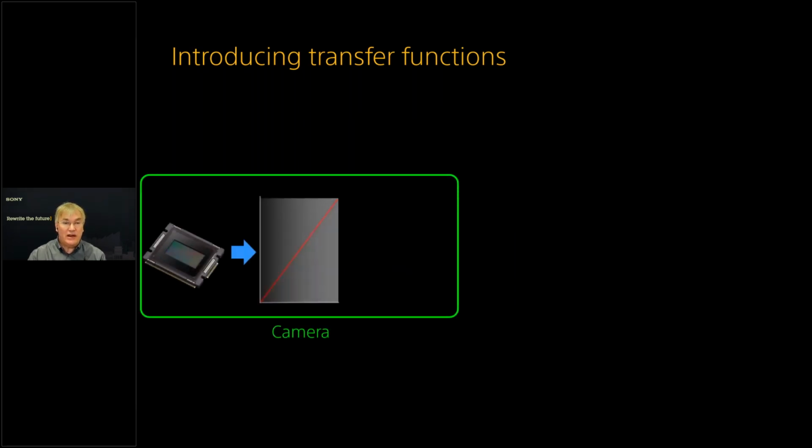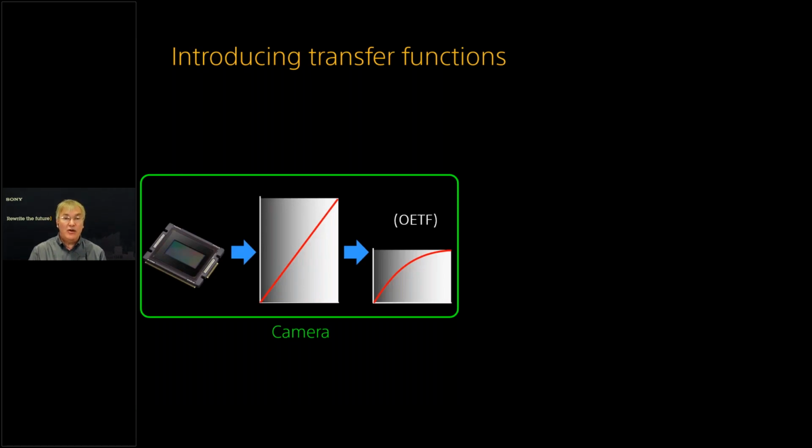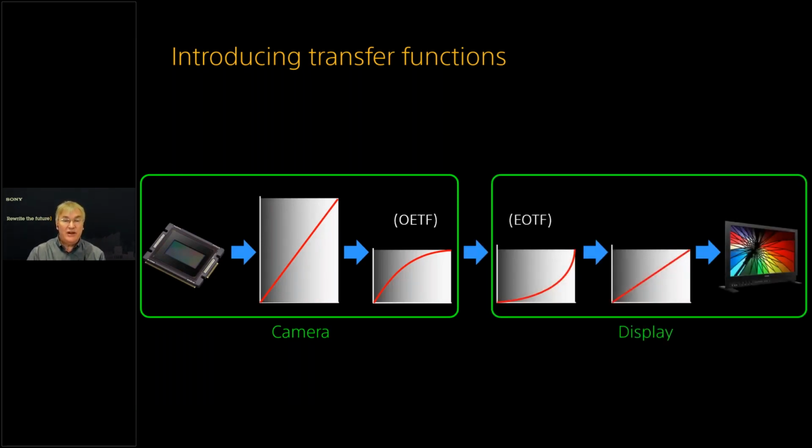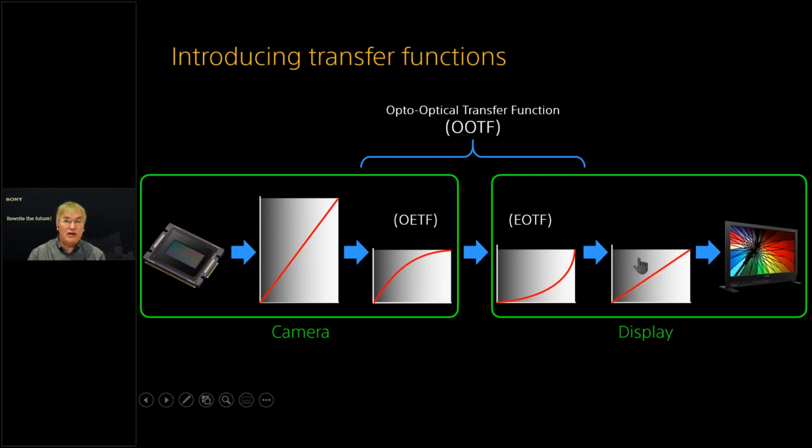So here's the whole chain coming from the camera with its OETF and the display with its EOTF. And if we add the OETF and the EOTF together, we have the optical transfer function. And this is a description of the whole transfer function throughout the whole chain. In a perfect world, the EOTF and the OETF should be the opposite of each other, and the OOTF should be nothing. And we see on the screen exactly what the camera picked up in nature.